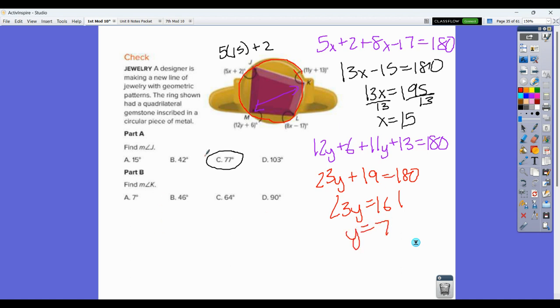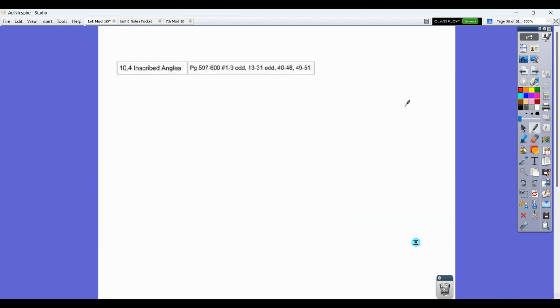I need to find angle K, so I'm going to come over and find angle K here. So I'm going to do 11 times my y of 7 plus 13. So I'm going to do 77 plus 13, and I'm going to get 90. So this comes out to a 90-degree angle there. Okay, so solving those, again, with those opposite angles supplementary. Okay, so that's what you have for now, and you can do your homework.